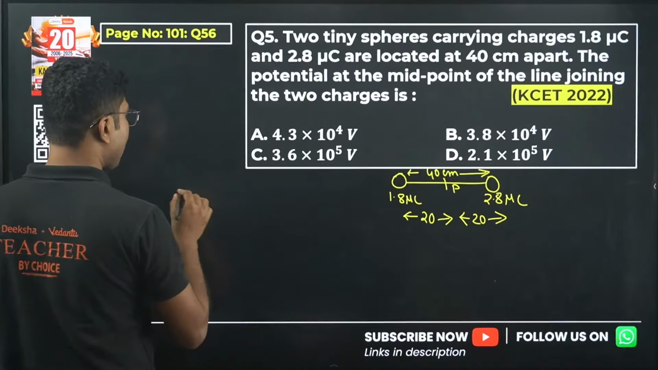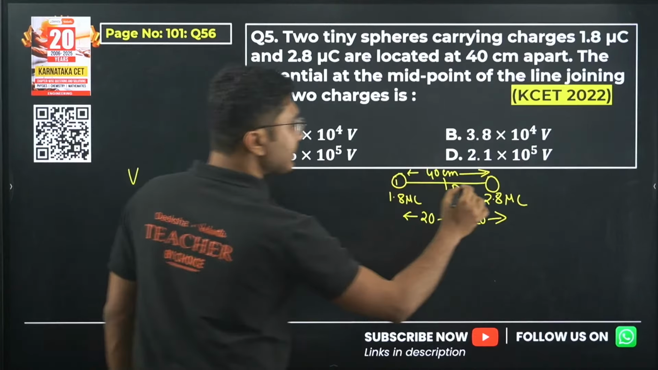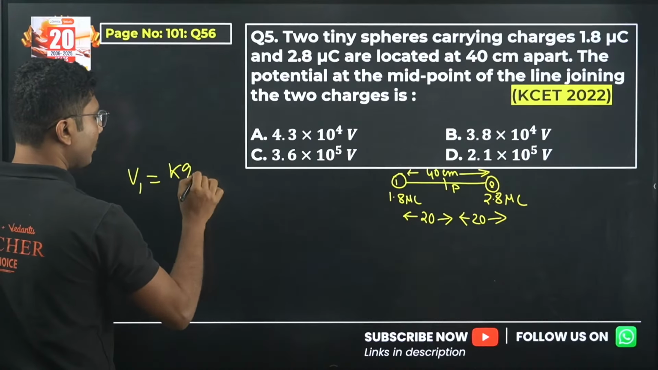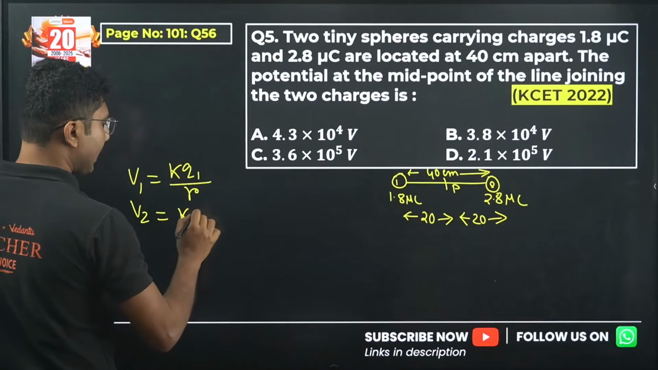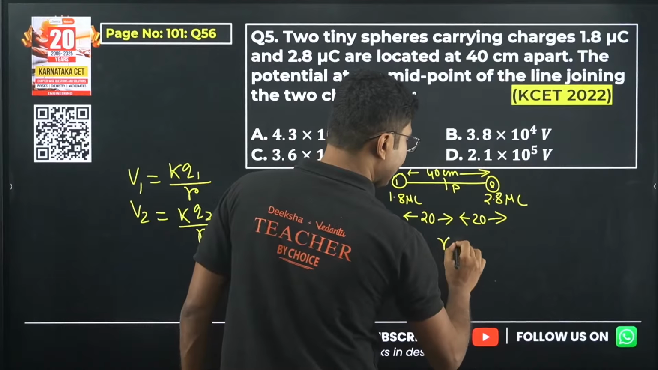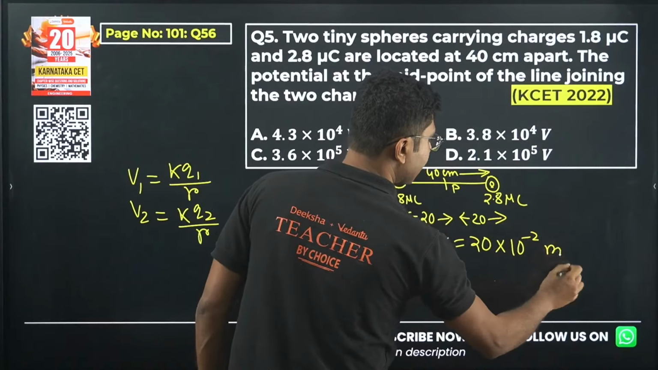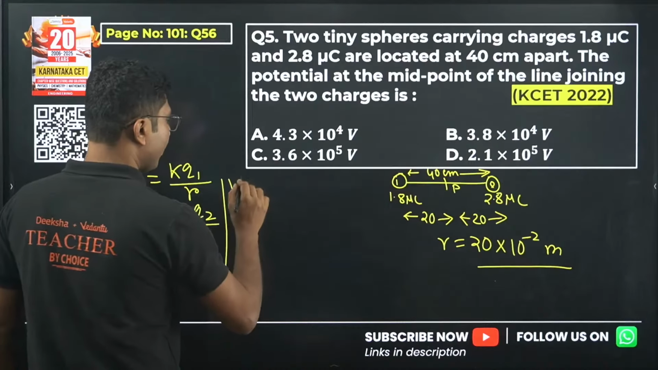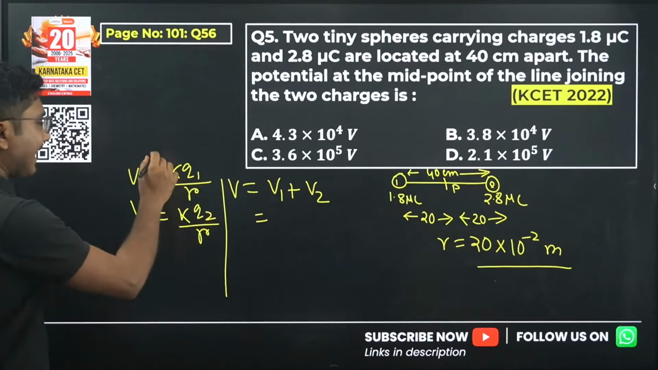In this case both of them are positive. Say this is point charge number 1, this is charge number 2. Potential due to 1 is given by V1 = K Q1 by R, and potential V2 = K Q2 by R. Now both distances are R, and R equals 20 centimeter, that is 20 into 10 to the power of minus 2 meters. So total potential must be equal to V1 plus V2. So you take K by R common.